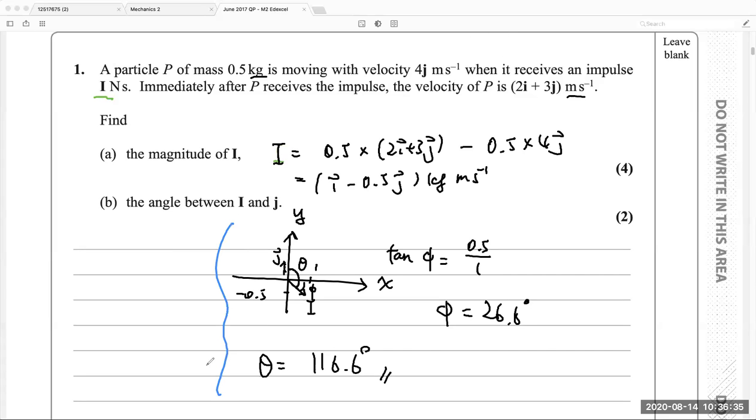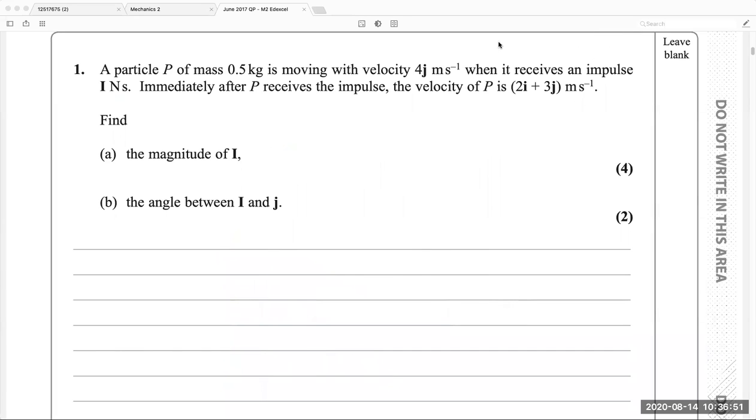Another way to do it is to make use of the dot product. Have we learned about the dot product? No? Yes? Not recall? Okay, then skip it. You can take a screenshot and then let's go on.